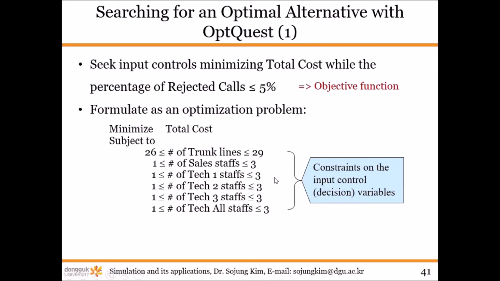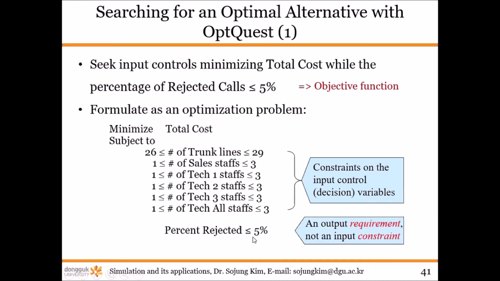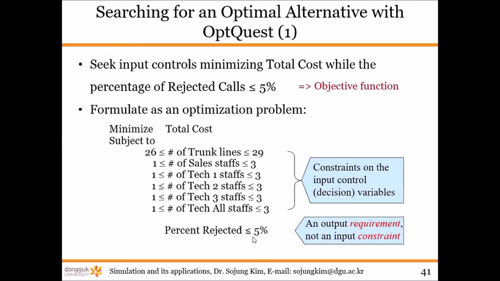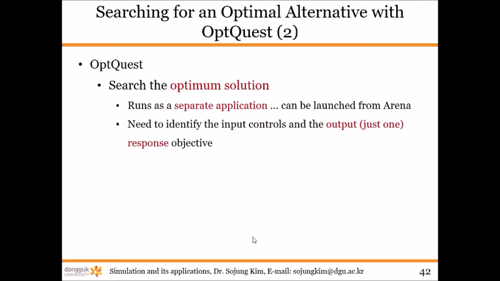Now these are the constraints on the input control variables, and we also have one more constraint. Percent rejected call should be less than or equal to 5%. So in OptQuest, you can find the optimum solution under the given constraints. Basically it will run the simulation model under the different settings or different solution sets, and then after the optimization, it will identify the best solution.